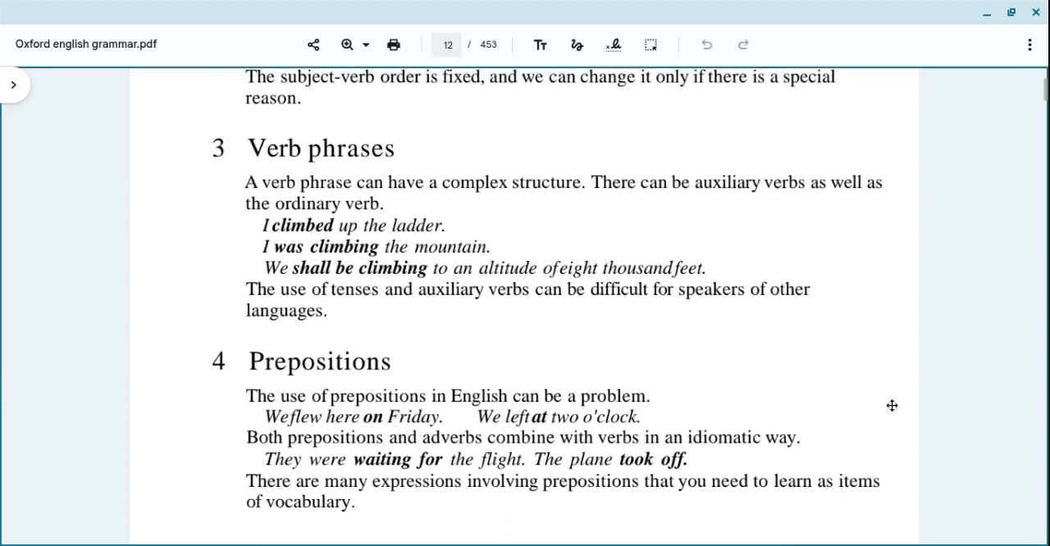Verb phrases. A verb phrase can have a complex structure. There can be auxiliary verbs as well as the ordinary verb. I climbed up the ladder. I was climbing the mountain. We shall be climbing to an altitude of 8,000 feet. The use of tenses and auxiliary verbs can be difficult for speakers of other languages.